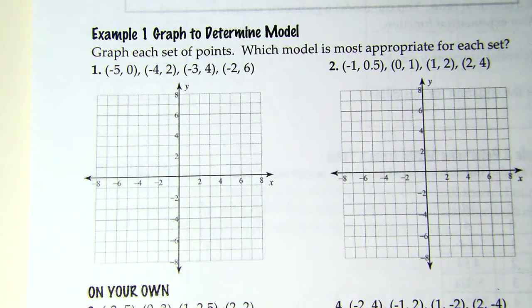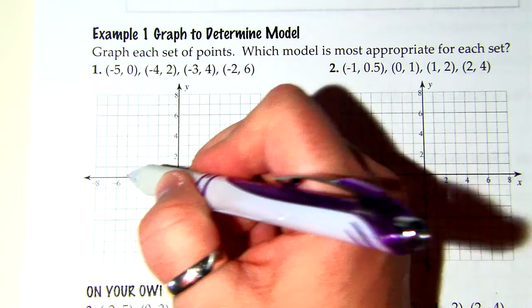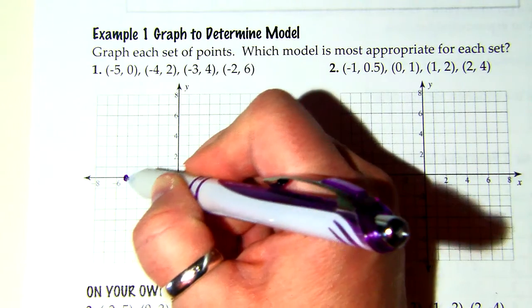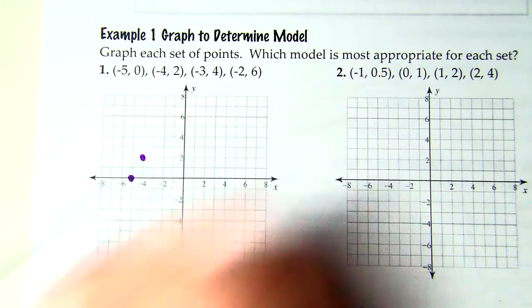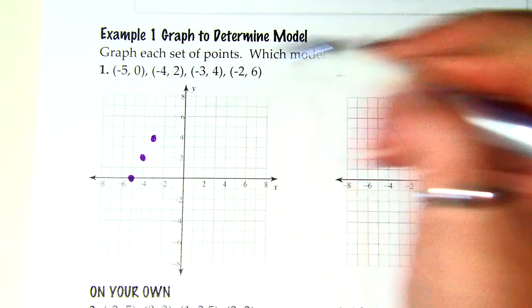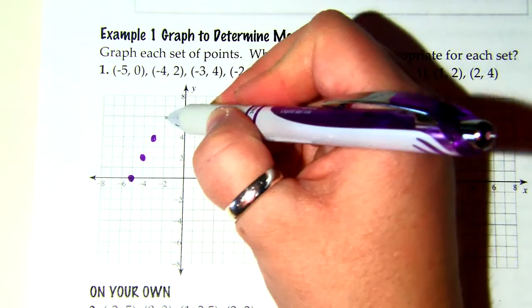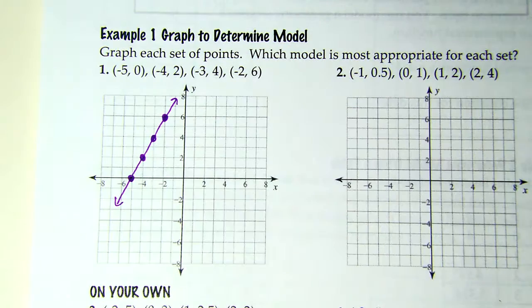You're going to graph each set of points and then determine which model, either linear or exponential, these points form. So -5, 0. X goes first, so -5 and then up 0. Then -4 up 2. -3 up 4, and -2 up 6. Then it's asking, is it linear or exponential? Because it forms a straight line, that would be linear.